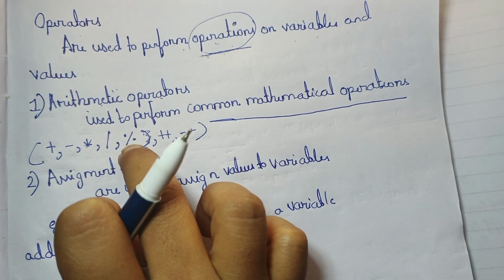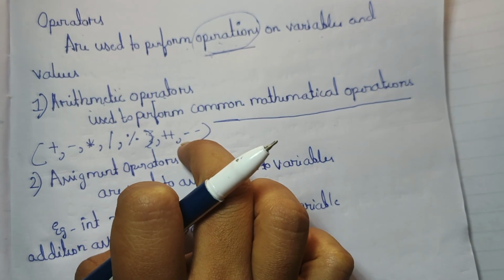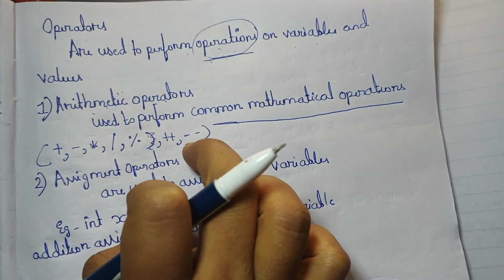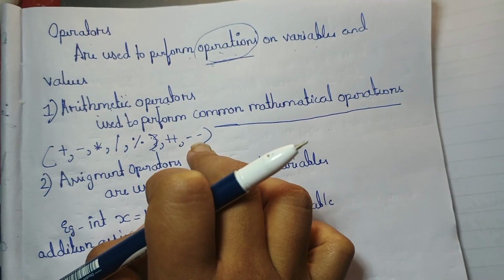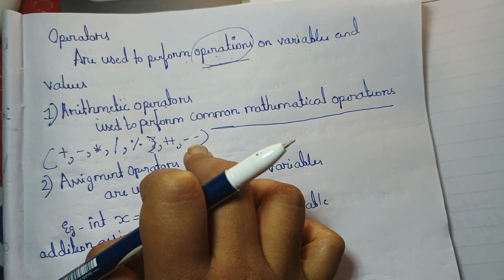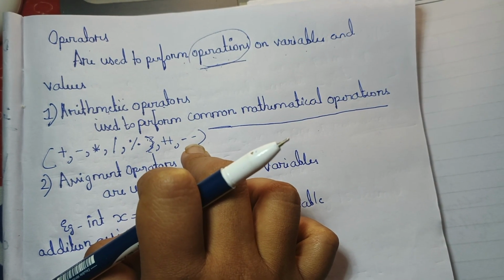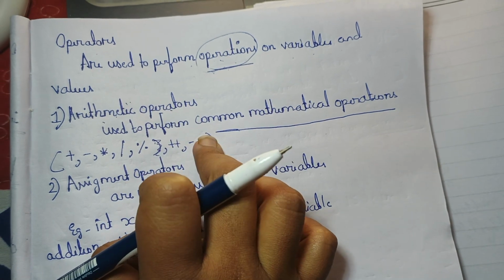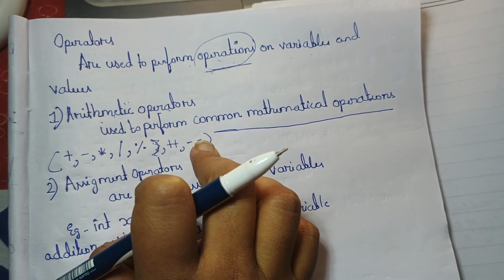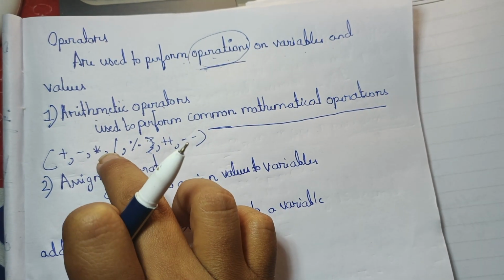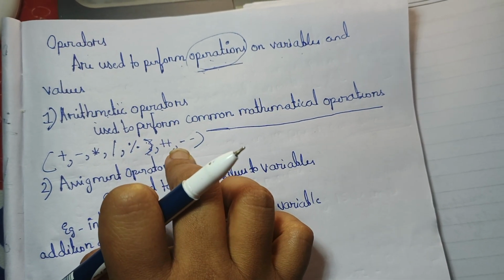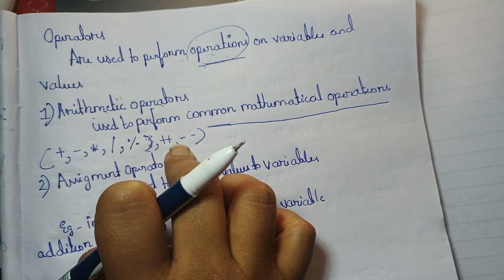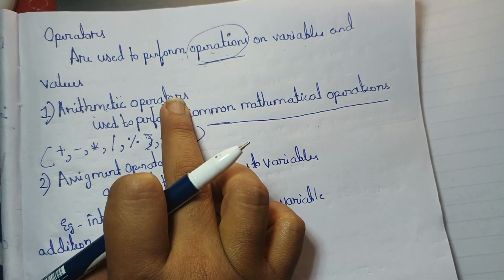I'll say what modulus means. Increment as well as decrement. In increment and decrement there is post-increment and pre-increment, and in decrement there is post-decrement as well as pre-decrement. Arithmetic operations are all the common mathematical operations: addition, subtraction, multiplication, division, modulus, increment as well as decrement. Now I'll show the program of that particular arithmetic operators.